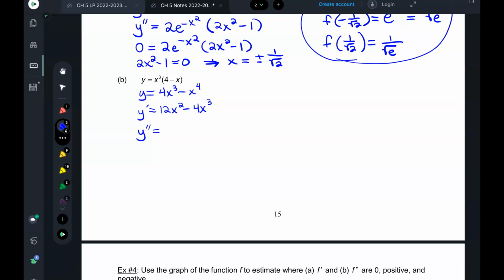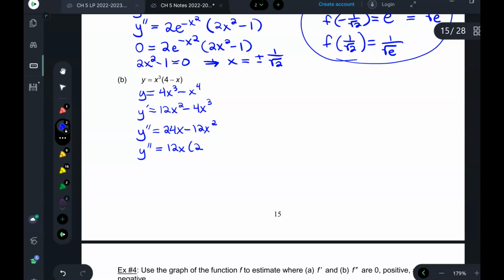Double, 24x minus 12x squared. Wait, can you distribute for? Yeah, that's what I did. I distributed, so not like use the power rule. Didn't we just do the product rule? Product rule, yeah. Wait, so we just get 12x and then 2 minus x.